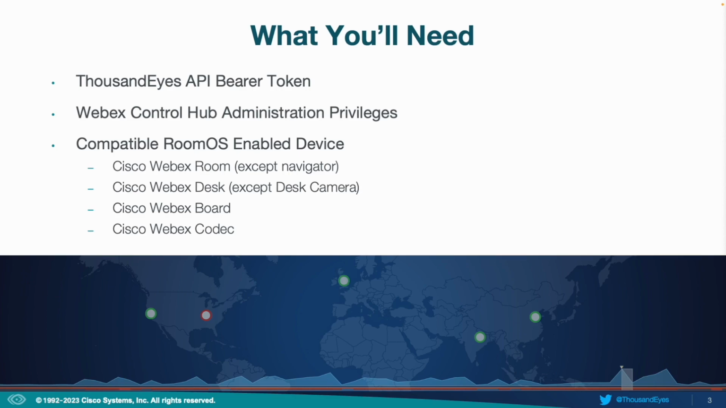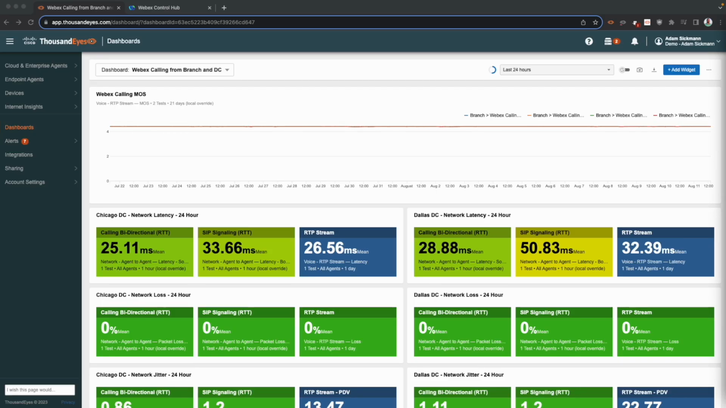What we're going to need in this video is a bearer token that we'll walk through the creation of. We will need Webex Control Hub administration privileges, and then again a compatible RoomOS enabled device. So let's launch into the ThousandEyes dashboard and go ahead and create our bearer token.